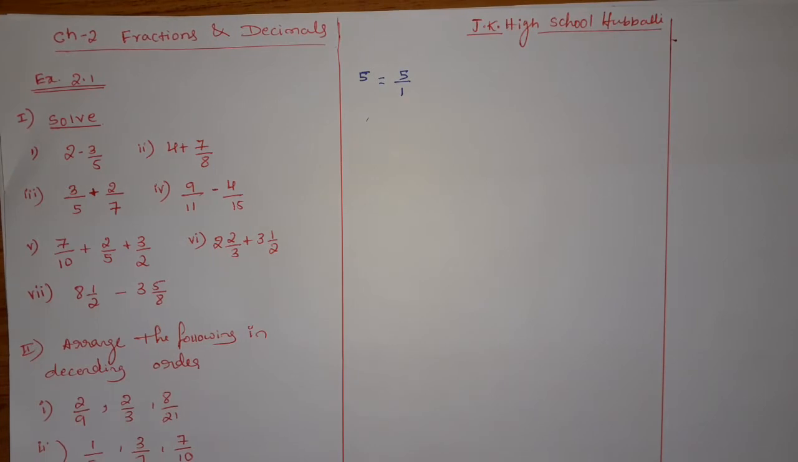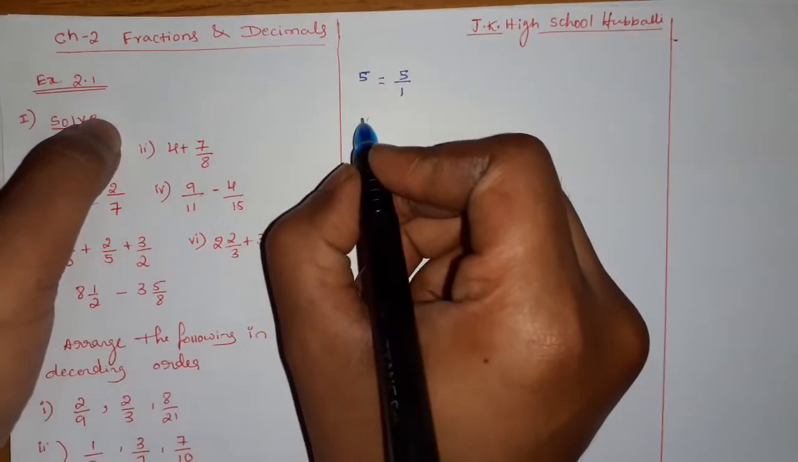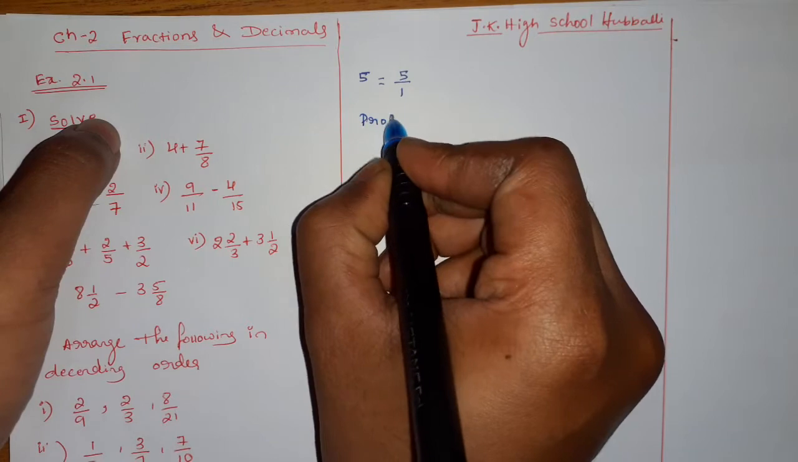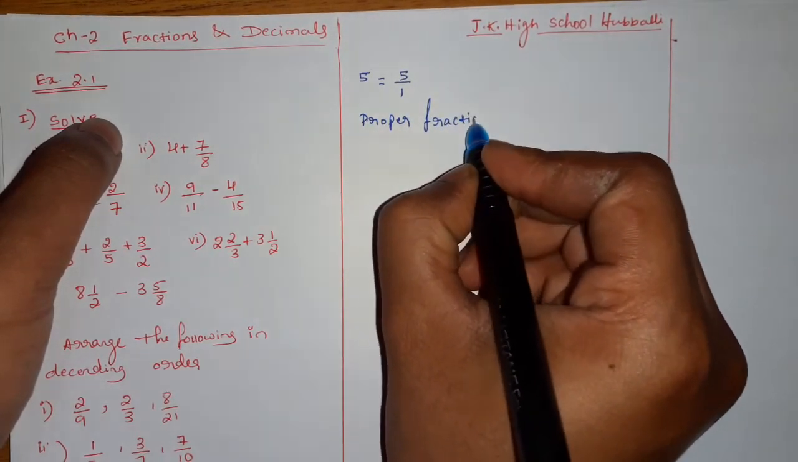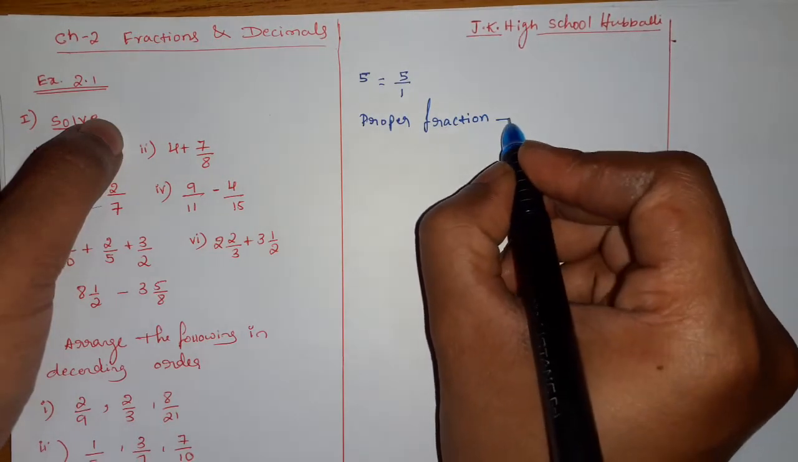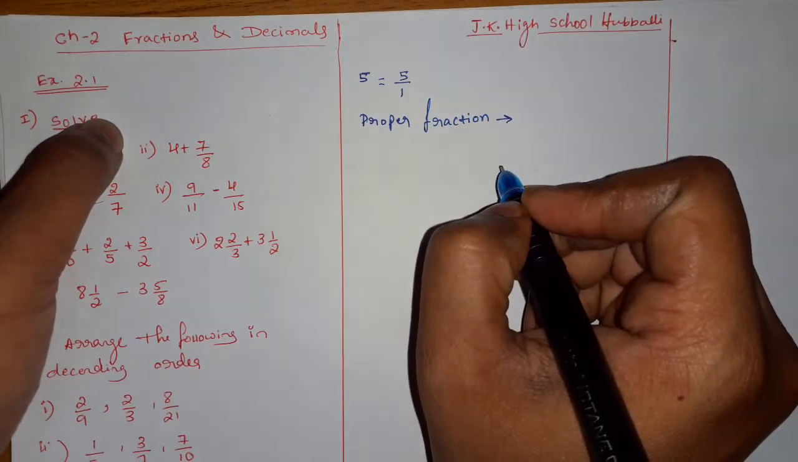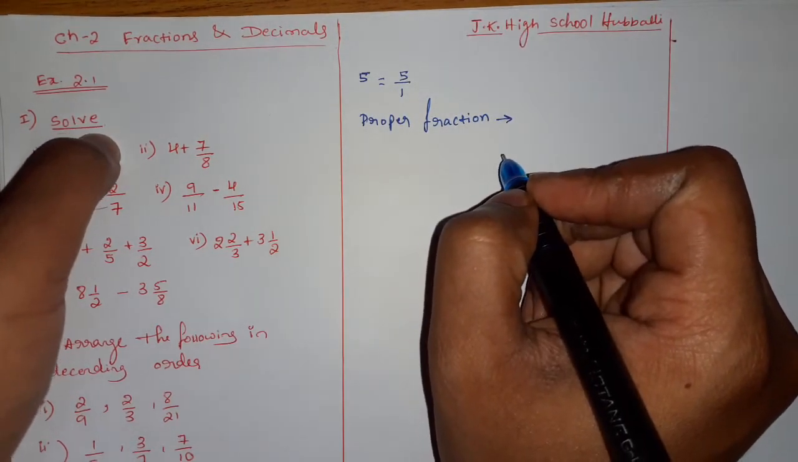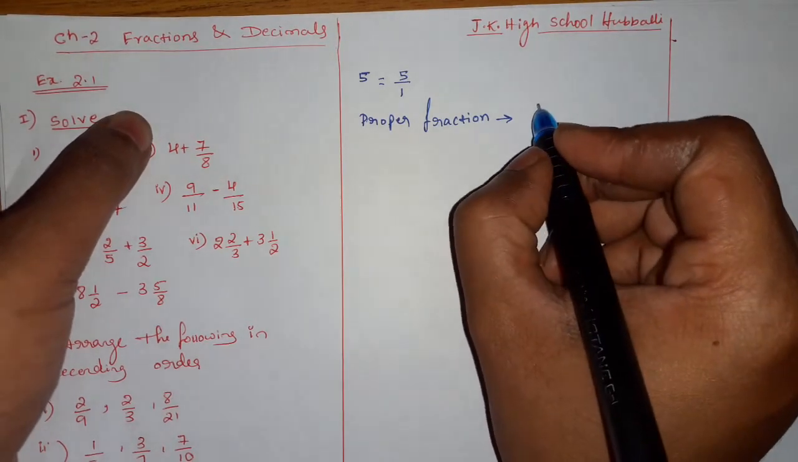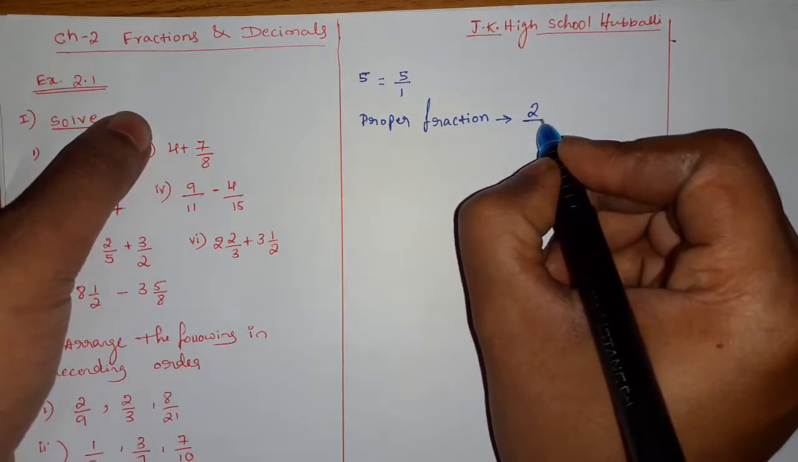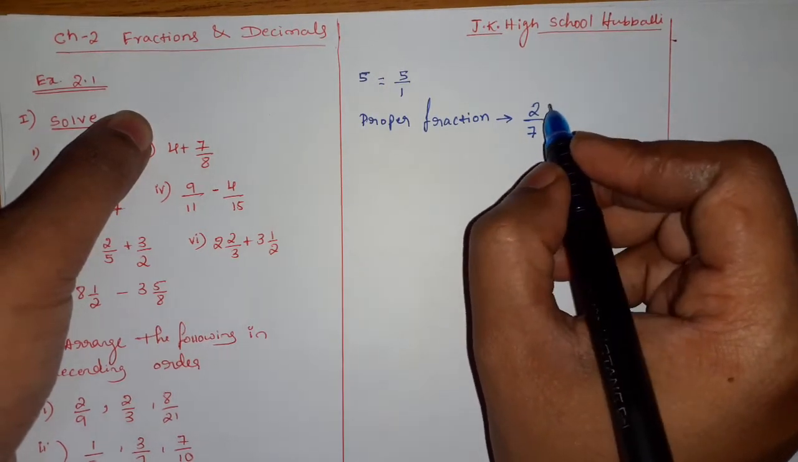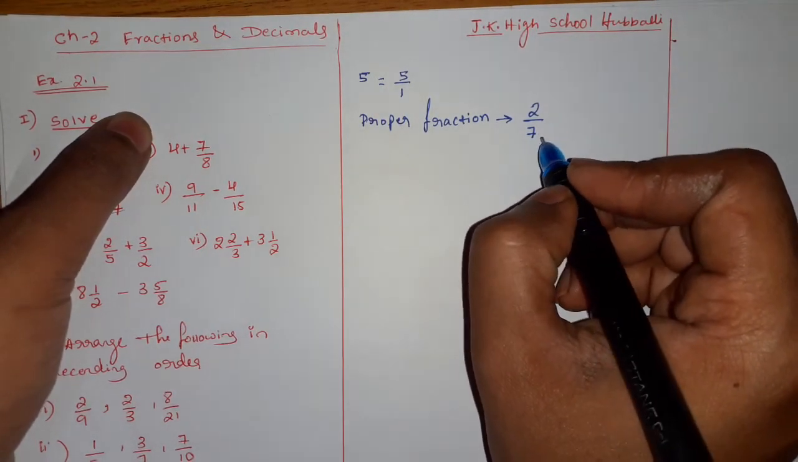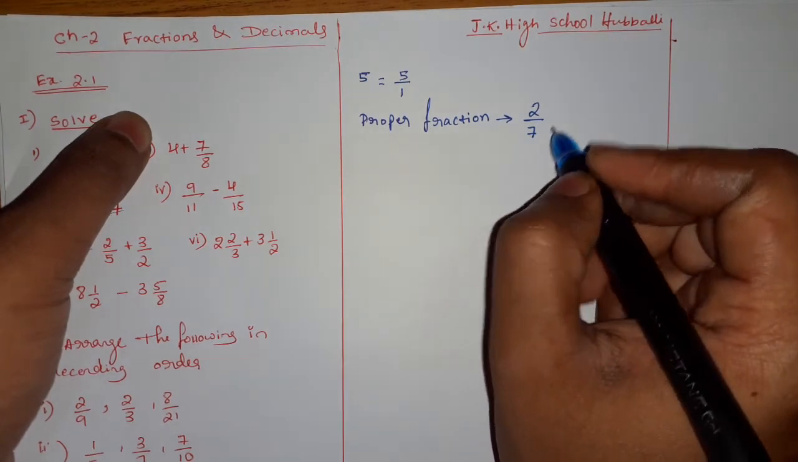So in fractions, how many types are there? We divide fractions into 3 types. First one is a proper fraction. What do you mean by proper fraction? Proper fractions are the fractions which possess a smaller numerator and a larger denominator. 2 by 7. You can observe the numerator is smaller compared to the denominator, so it comes under proper fraction.